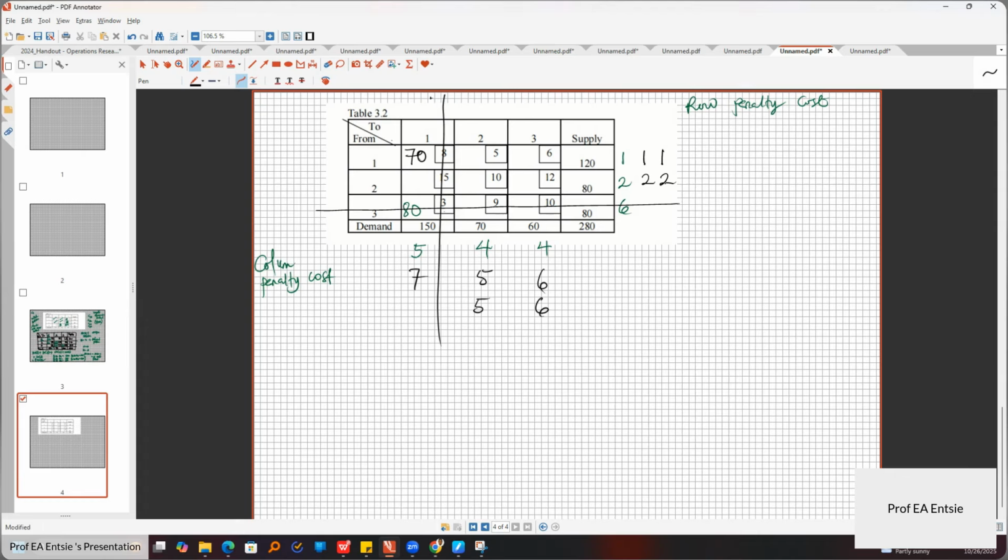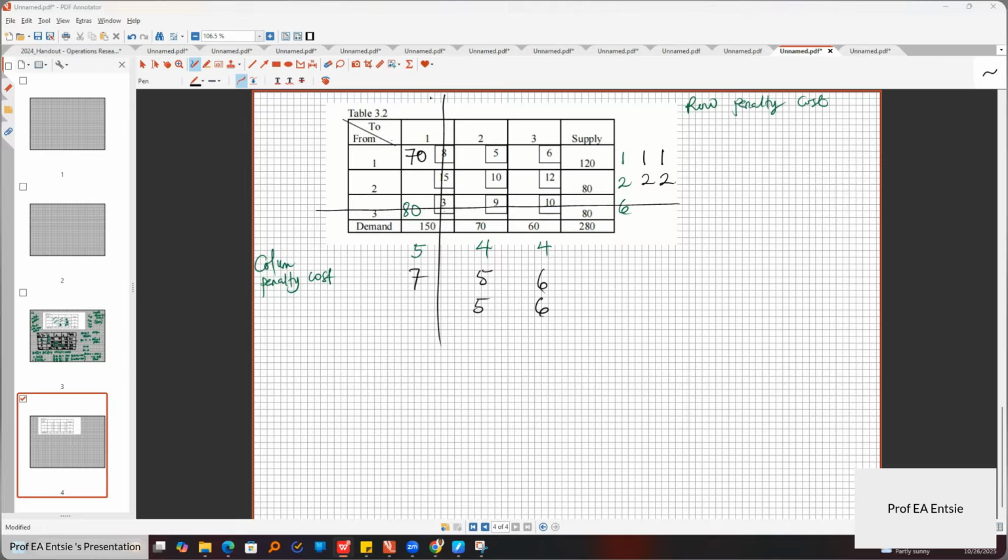We are having 6. So how do you go about this 6? You go through that particular column having the highest penalty cost. Then you allocate in the smaller cost there. You go to that penalty cost, you allocate in that smaller cost there.